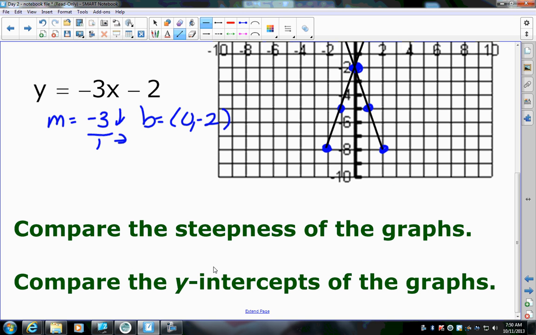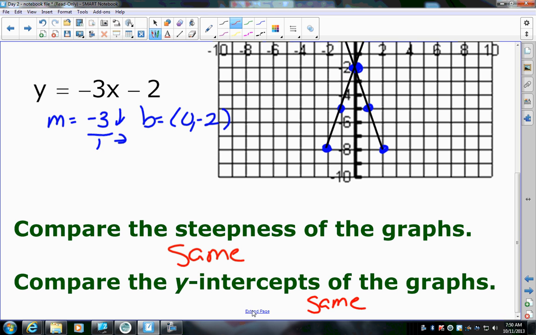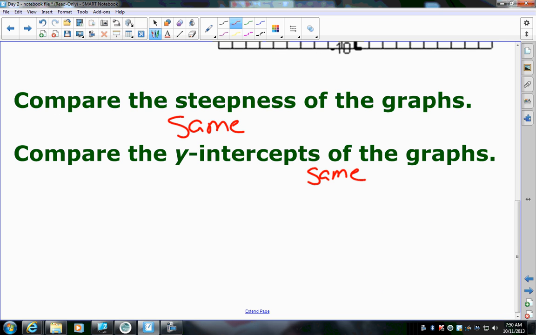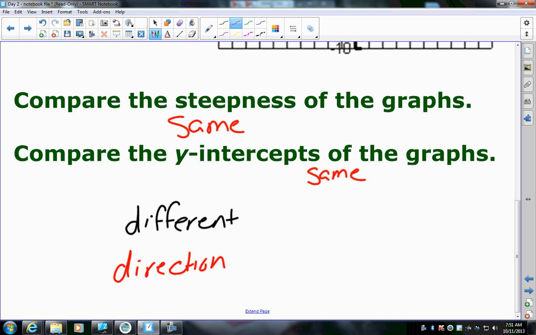Okay, so when it talks about comparing the steepness of the graphs, the steepness is the same, and the y-intercepts are the same. The only thing that is different is the direction of the line, and that is caused by the negative and positive.